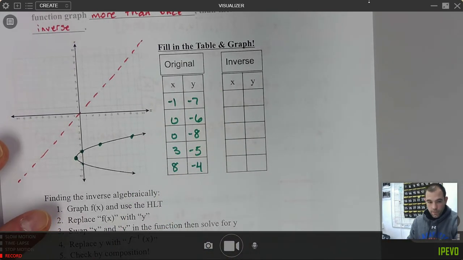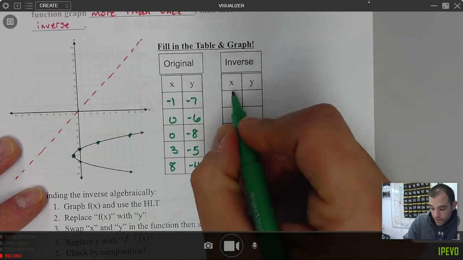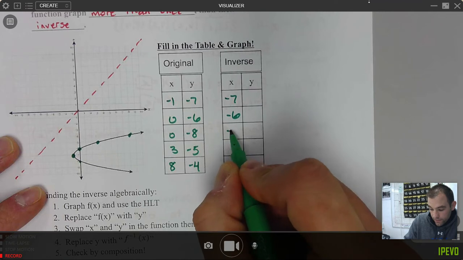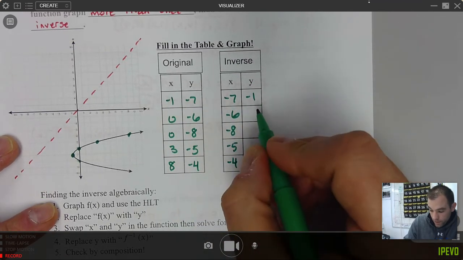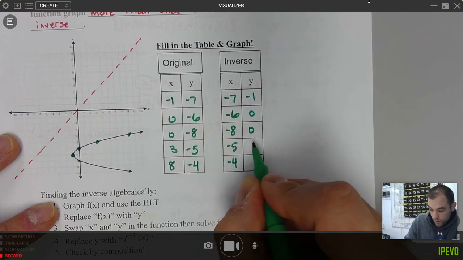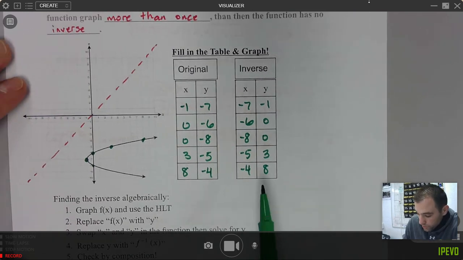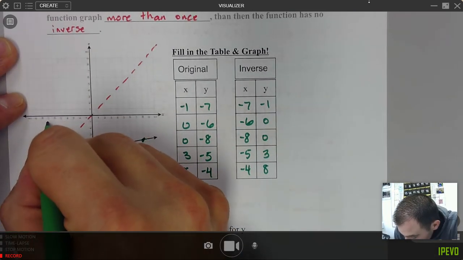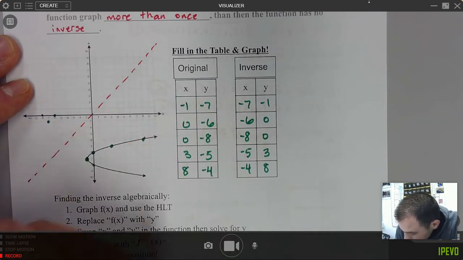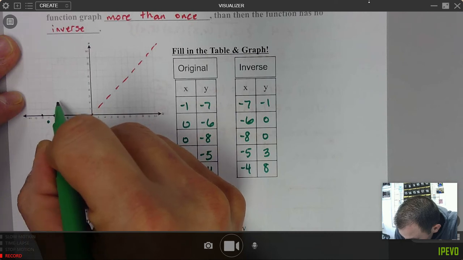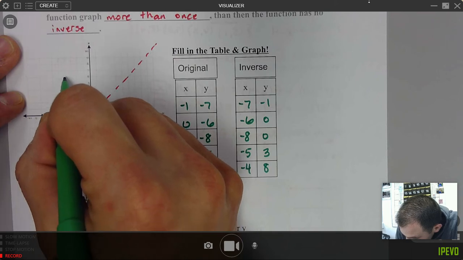So there's my graph, right? The inverse, all I do is flip these. So the y's become the x's: -7, -6, -8, -5, -4, and the x's become the y's: -1, 0, 0, 3, and 8. So I just flipped it. And if we were to graph this new one, -7, -1 is right there. -6, 0, -8, 0, -5, 3, and -4, 8 is going to be right there.